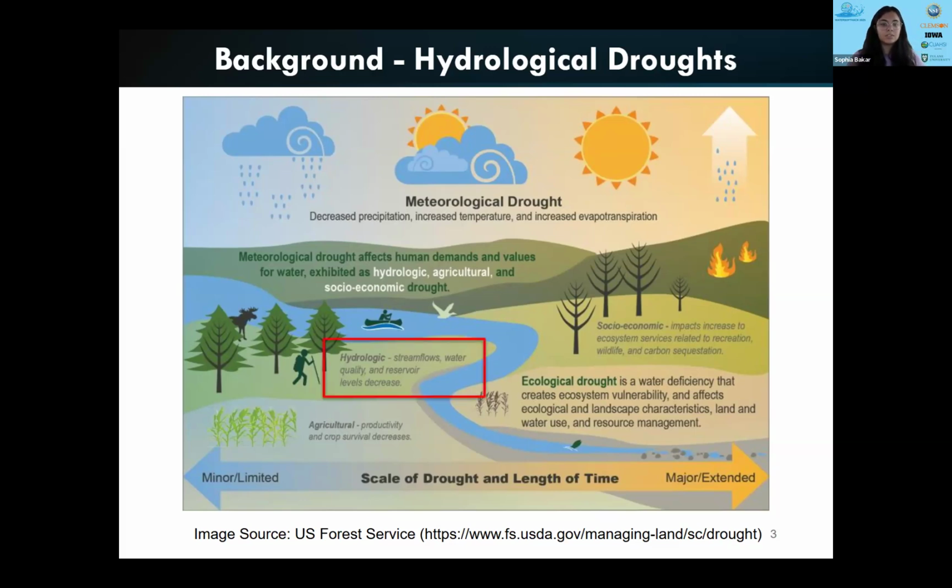And these drought types are designated based on the impacts of a particular event. In this study, we are focusing on hydrological drought, which affects the water that's available for stream flow, water quality, and also causes reservoir levels to decrease. One of the reasons we focused on this type of drought is because the impacts directly affect the water that's available to support human demands as well as environmental demands.